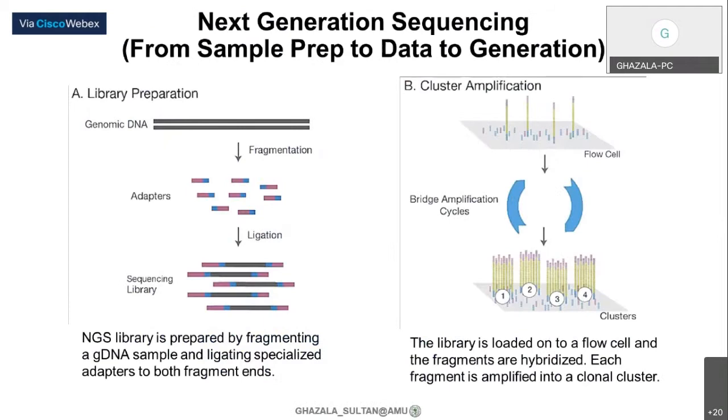Here we have the steps given, the basic steps. You have to go from sample preparation to data generation. First is library preparation, where we have the whole genome sequence, the genomic DNA. After that, the sequencing libraries are prepared by fragmenting the DNA and then adding adapters at both ends of the reads. The second step is cluster amplification. These are also part of library loading on the flow cells, and then hybridization. This is the wet lab section of the experiment.